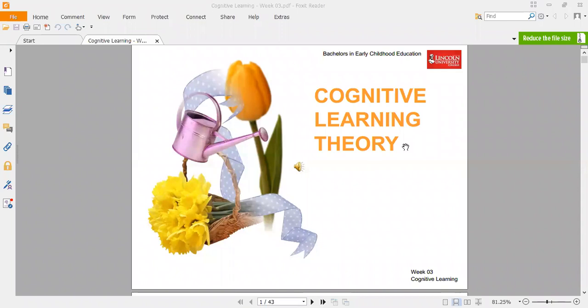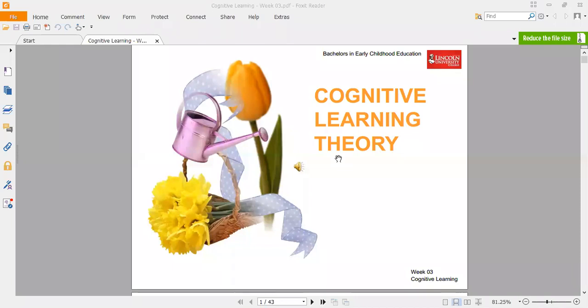So I think you are now settled in with the session, because last day we just discussed behaviorism, I guess. Yes, we did behaviorism. So today we are going to learn about cognitive learning theory, because when it comes to human learning, there are different learning methods, right? And different learning methods have different principles.